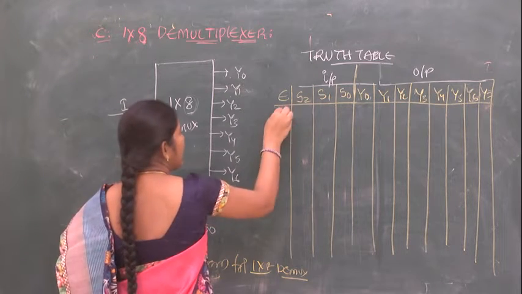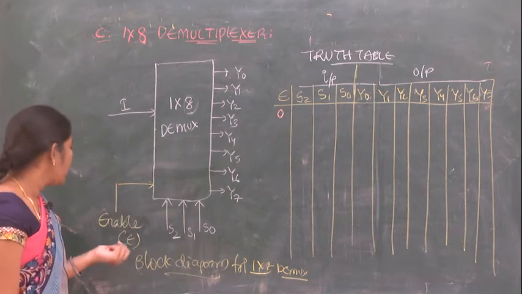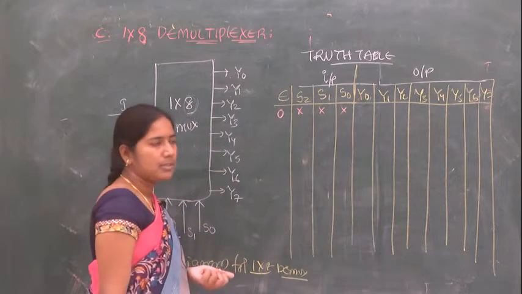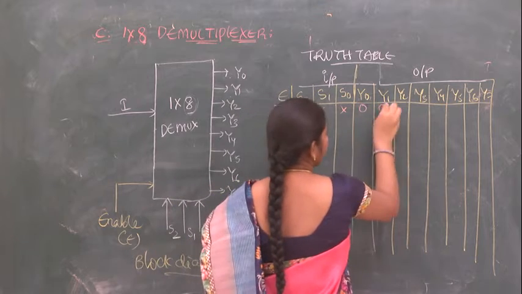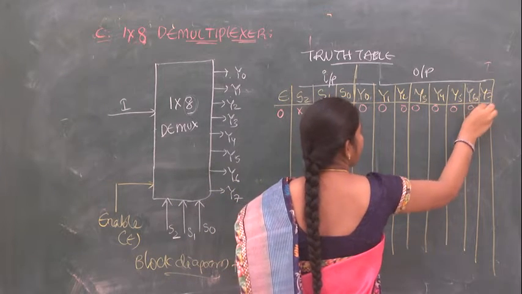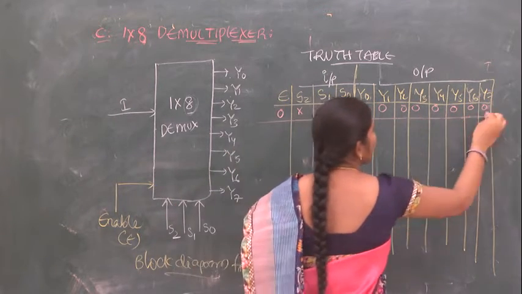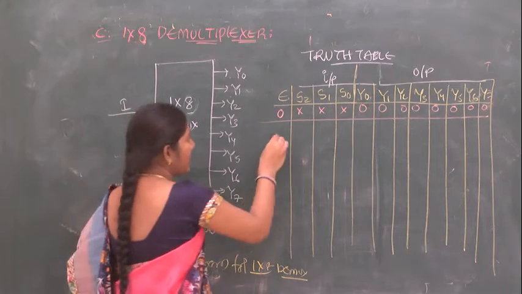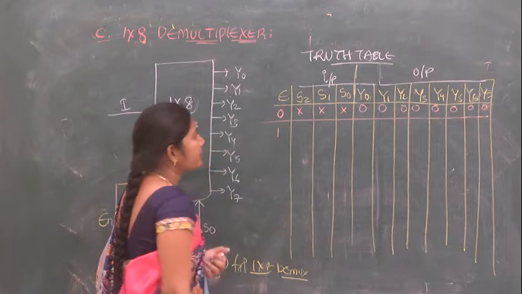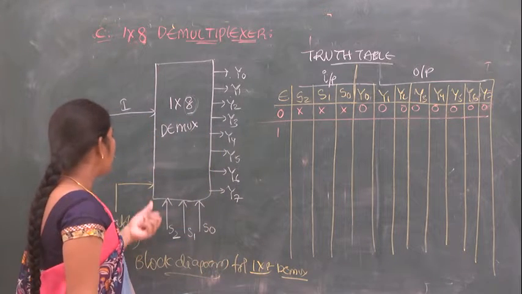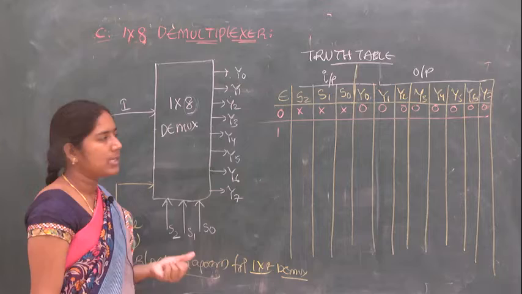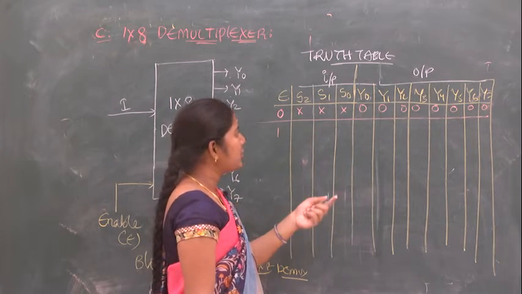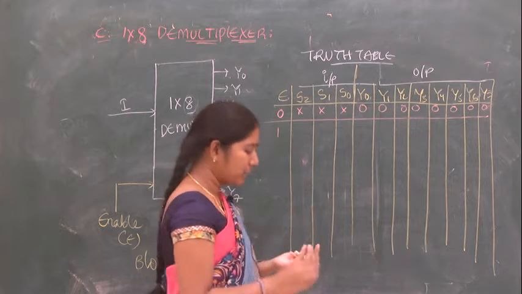So here also, first I will make the enable value 0. So when enable is 0, irrespective of the selection line values, your output is always 0. So there is no output when enable value is 0. Then I will change this enable from 0 to 1. Okay? When enable is 1, this DEMUX is in the on condition. Now by changing the selection line values, we can distribute the data from input to output.